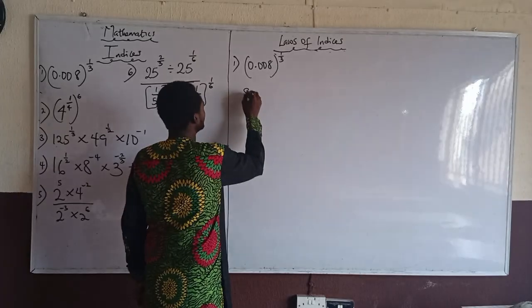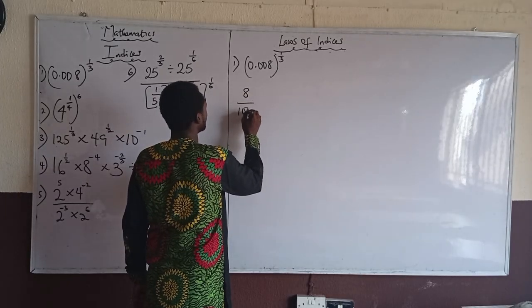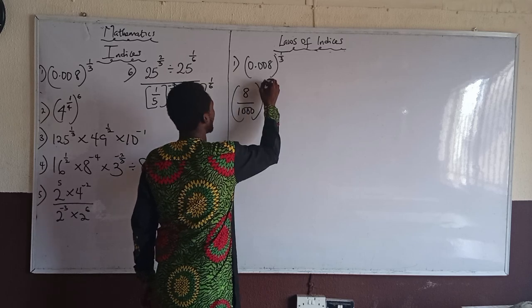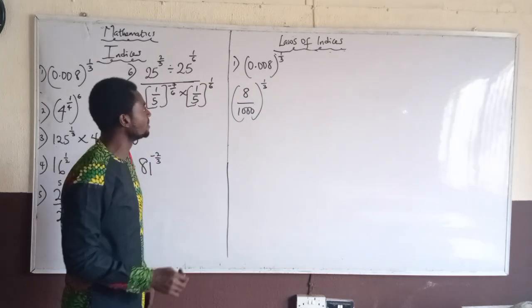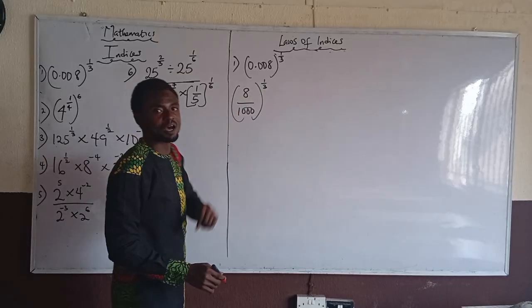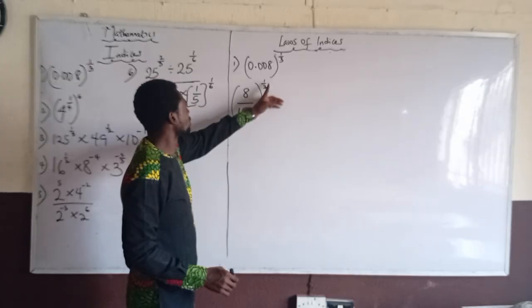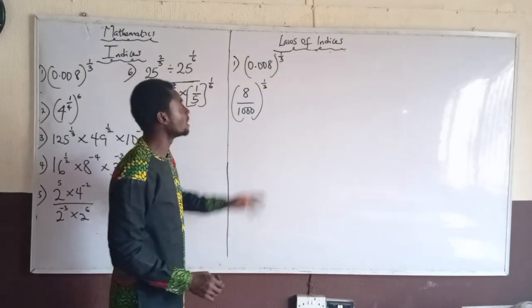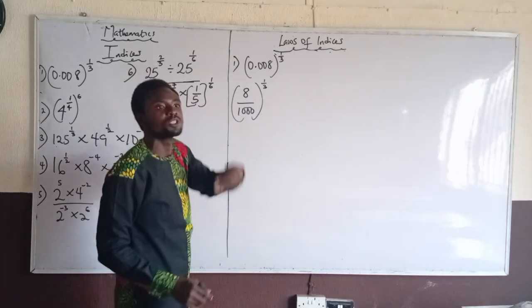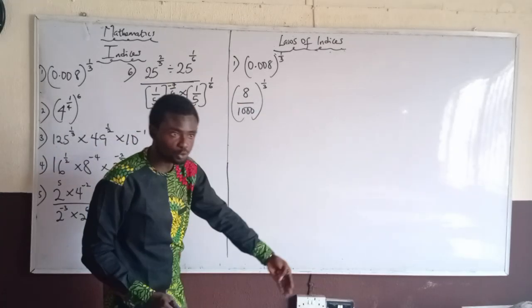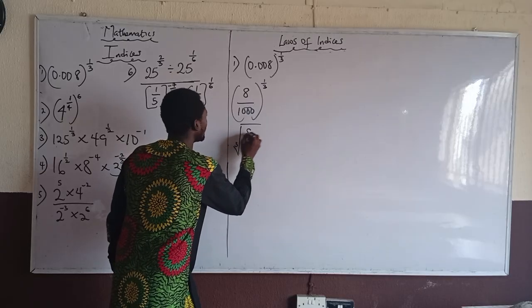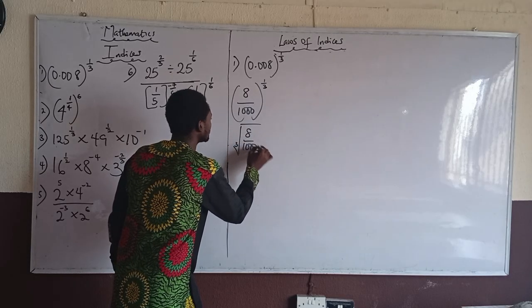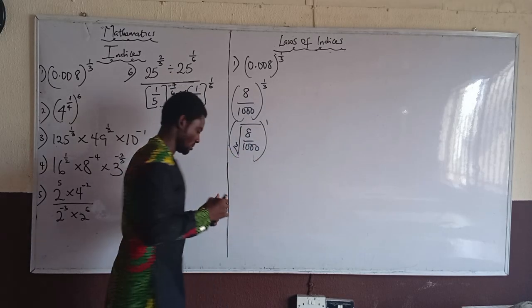So here becomes 8 divided by 1000 raised to power 1 over 3. Pertaining to our law of indices, from our power, the number up maintains the power, number down becomes the root. So here becomes cube root of 8 over 1000 raised to power 1.